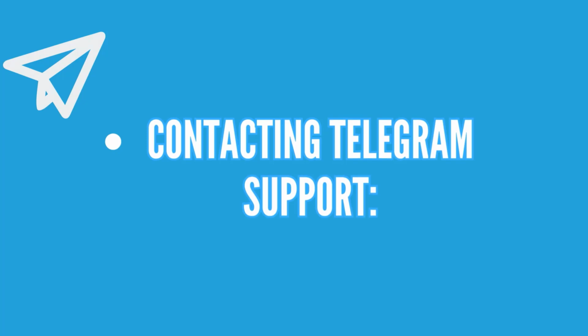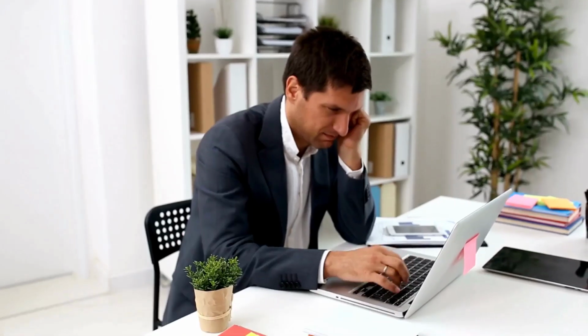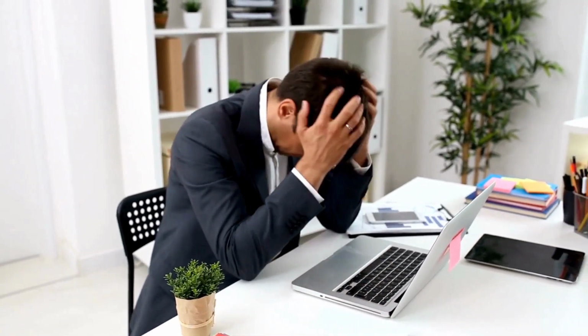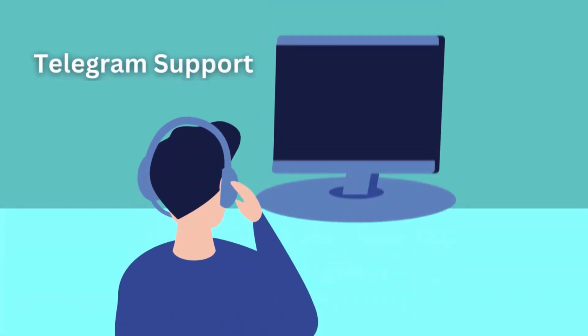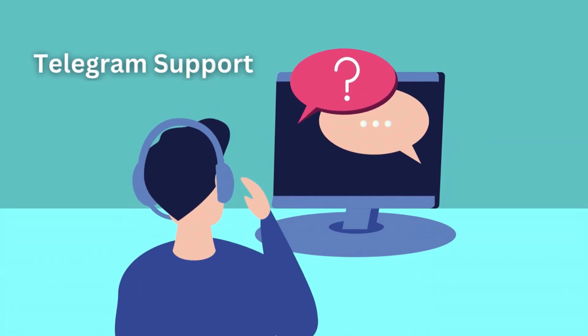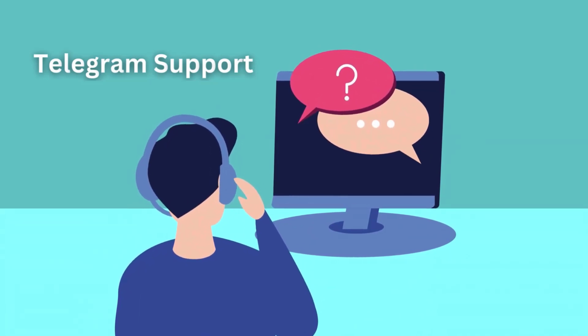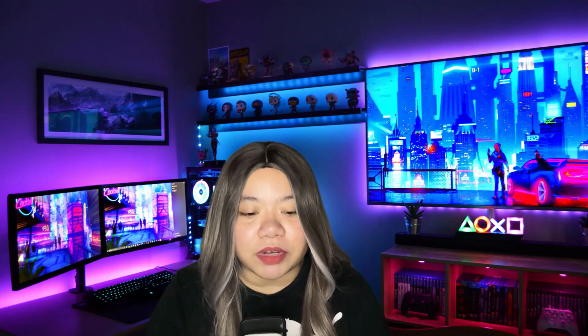Number 3: contacting Telegram support. As a last resort, if you've exhausted all other options and can't access your recovery email or phone number, you can contact Telegram support. Explain your situation clearly and provide any relevant information they request. However, keep in mind that this process might take some time and verification might be required.